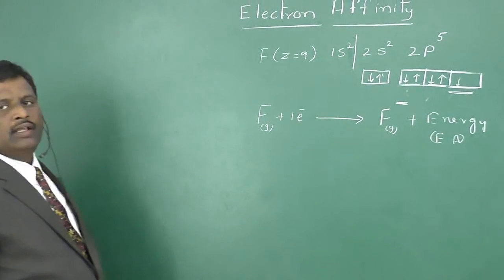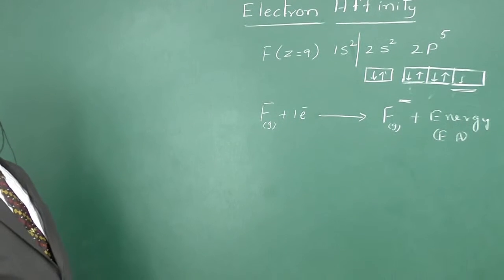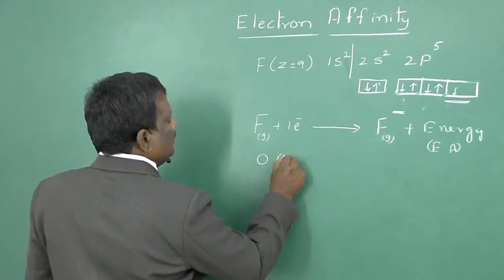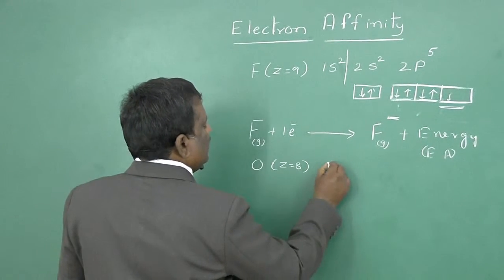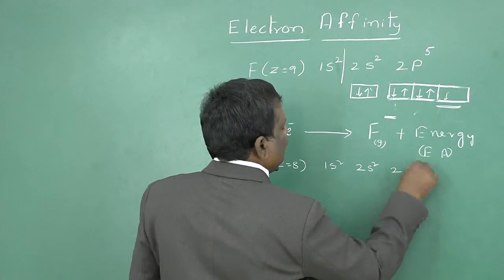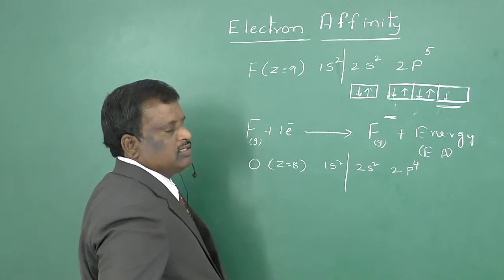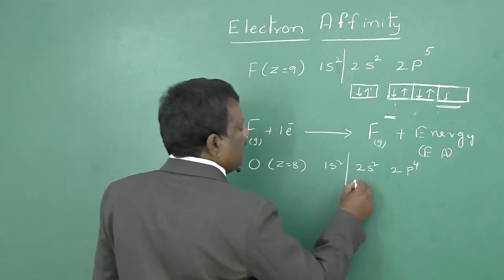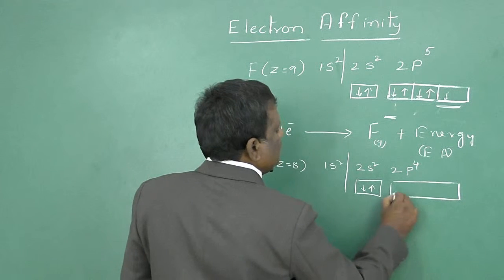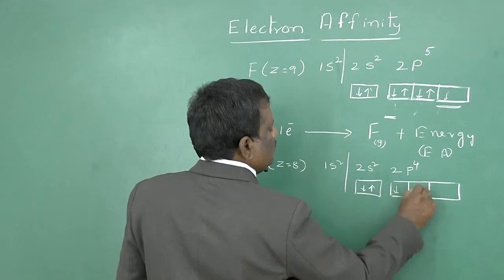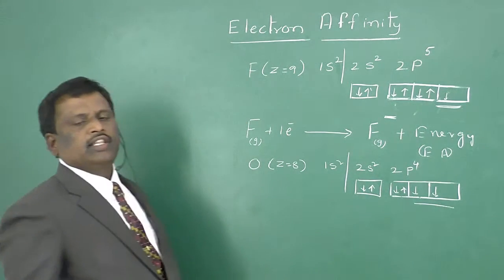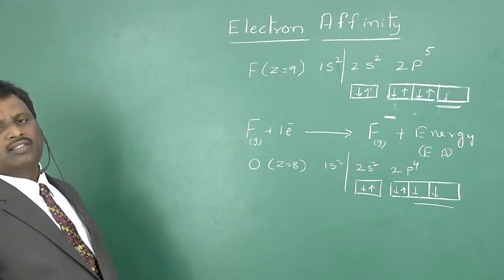Now, let us consider the formation of the oxide ion. Oxygen's atomic number is 8. So, its electronic configuration is 1s2, 2s2, 2p4. Here we have 6 electrons in the valence shell of oxygen, 2 electrons in the 2s orbital and 4 electrons in the 2p orbital. So, here we have 2 half-filled p orbitals in the valency shell of this oxygen.